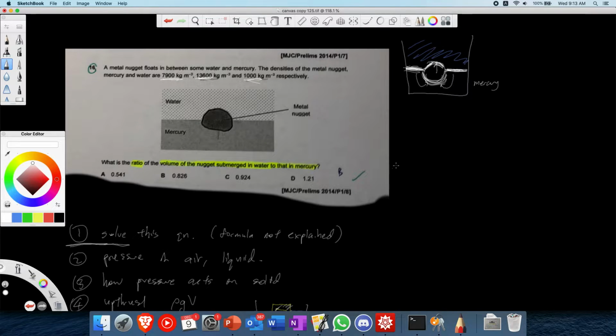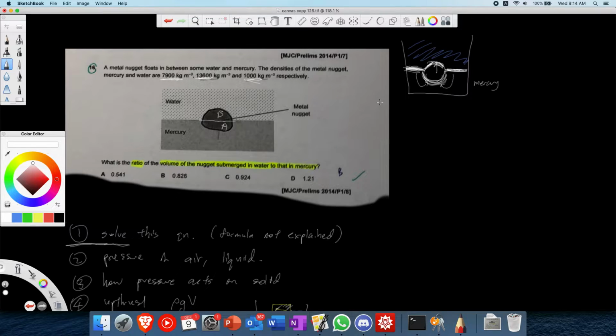So that is the intuition. But back to the question, I digress. The question asks us to find the ratio of the volume of the nugget submerged in water to that of mercury. So we draw this imaginary line. There'll be some part which is in mercury, which we call volume A, and some part which is in water, which we call volume B.